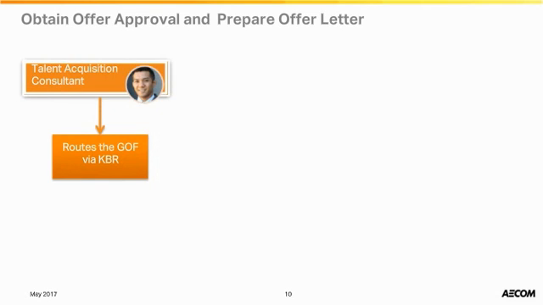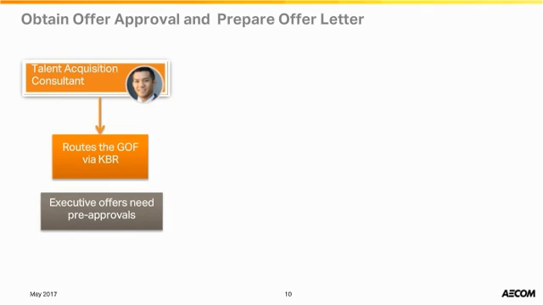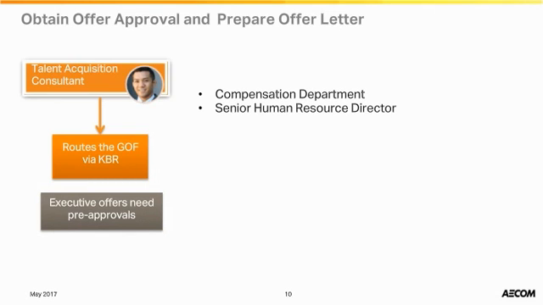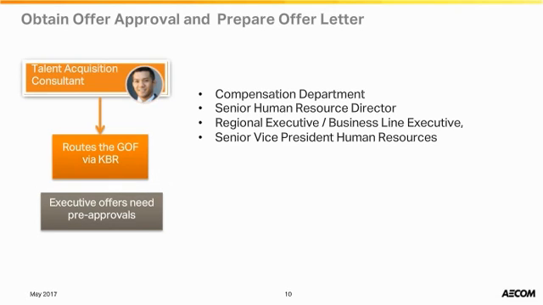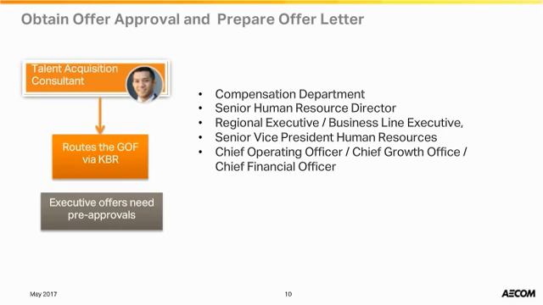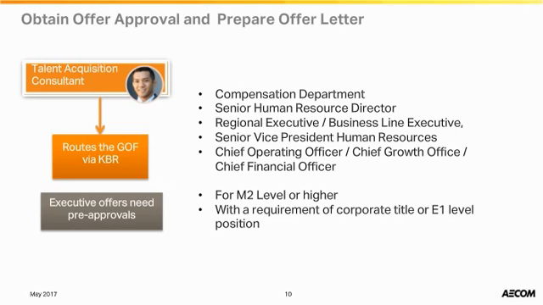As for executive offers and corporate title, we need pre-approvals by the Compensation Department, Senior Human Resources Director, Regional Executive or Business Line Executive, Senior Vice President Human Resources, and Chief Operating Officer, Chief Growth Officer, Chief Financial Officer. This is for M2 level positions or higher, with the requirement of a corporate title or E1 level position. These requests will also require net service revenue details as well as a brief rationale.